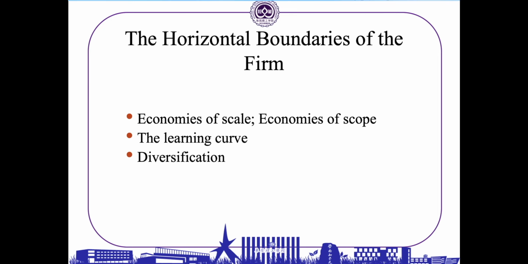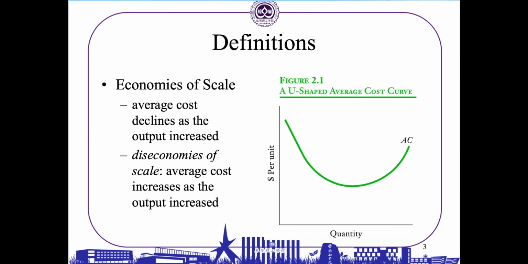Blizzard Entertainment. What are the factors that determine the size of the firm? So, we will discuss essential concepts, which include economies of scale, economies of scope, learning curve, and diversification, to illustrate the determinants of the horizontal boundaries of firms. An informal description of economies of scale and scope is bigger is better.